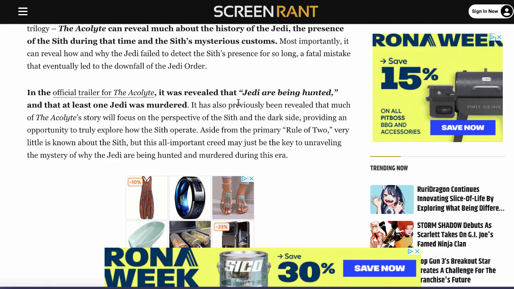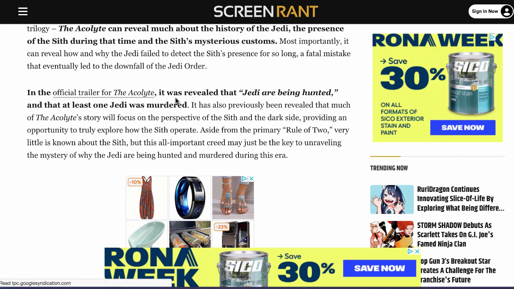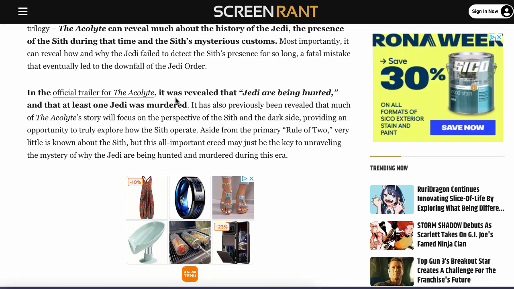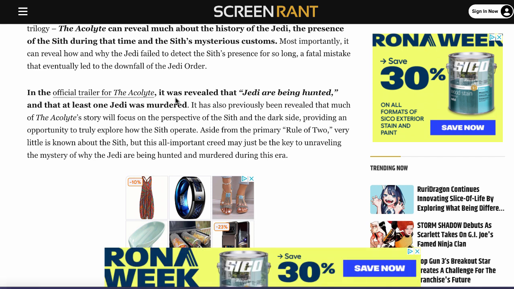So it's revealed in the trailer that the Jedi are being hunted and that at least one Jedi was murdered. It has also previously been revealed that much of The Acolyte's story will focus on the perspective of the Sith and the dark side, providing an opportunity to truly explore how the Sith operate. Aside from the primary rule of two, very little is known about the Sith, but this all-important creed may just be the key to unraveling the mystery of why the Jedi are being hunted and murdered during this era.